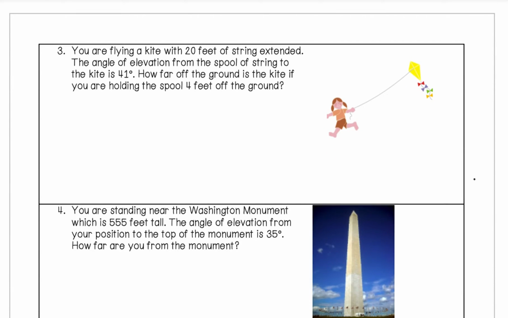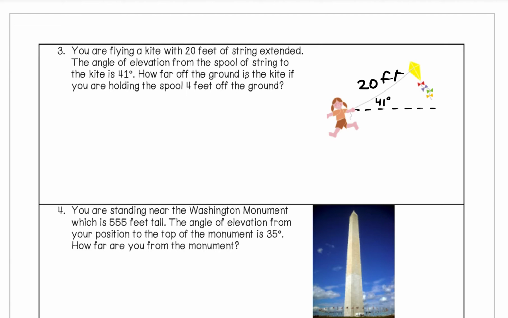In the third question, it says that you are flying a kite with 20 feet of string extended. So we're going to label that string as 20 feet. The angle of elevation from the spool of string to the kite is 41 degrees. So from the spool of string, that's what's in the girl's hand, would be your line of sight, your horizontal line, and the angle of elevation, so above that horizontal line, would be 41 degrees.